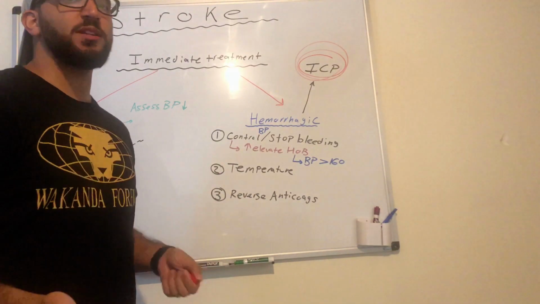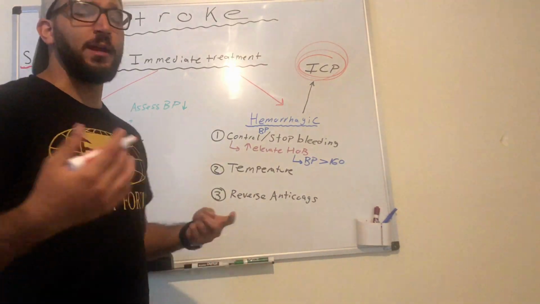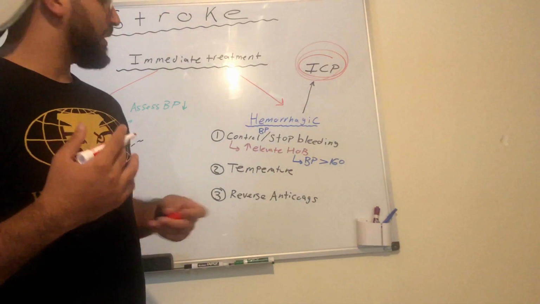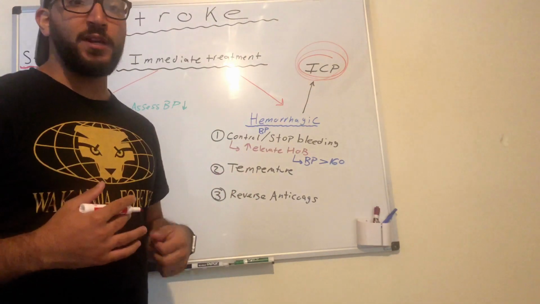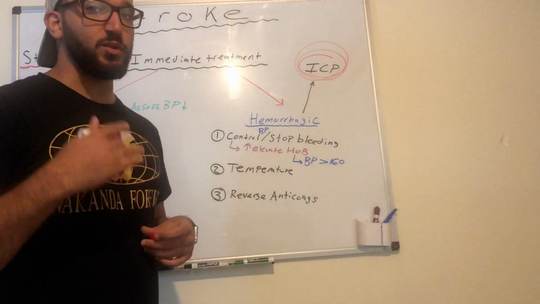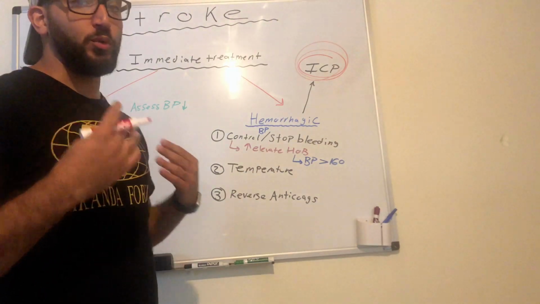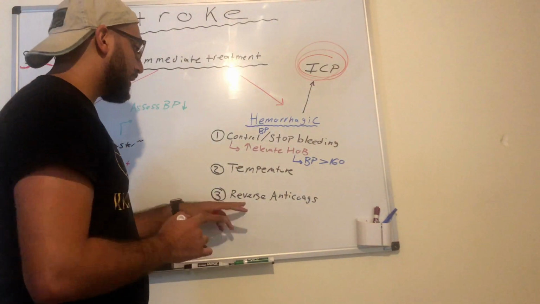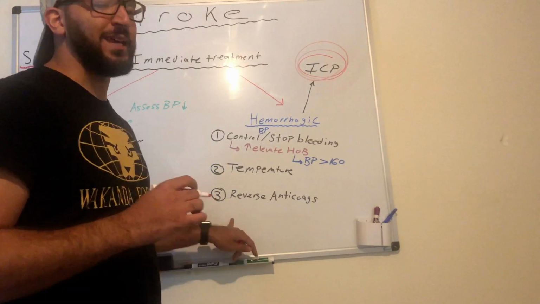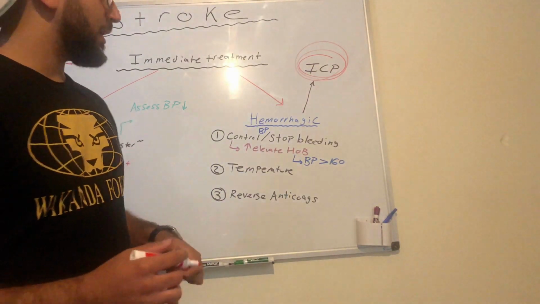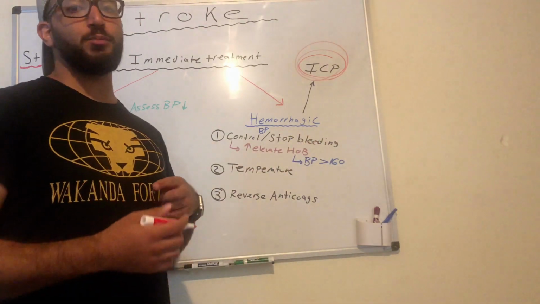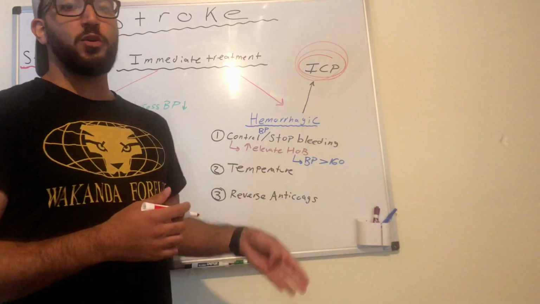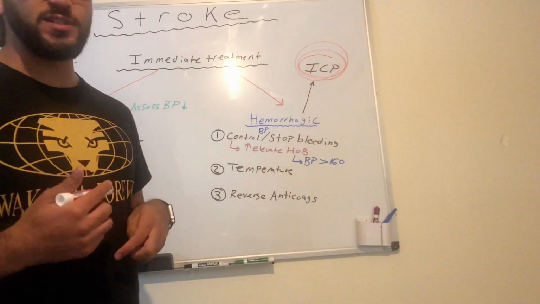Temperature. Why do we need to check the patient's temperature? That seems like a random intervention to do. If their temperature is elevated, well, intracranial pressure is going to be elevated as well. We do not want the bleeding to keep on progressing, so we want to stop that bleeding. Also, we want to reverse any anticoagulants. If a patient is on heparin, we want to give them protamine sulfate. If a patient is on warfarin, we want to give them vitamin K to reverse that process.